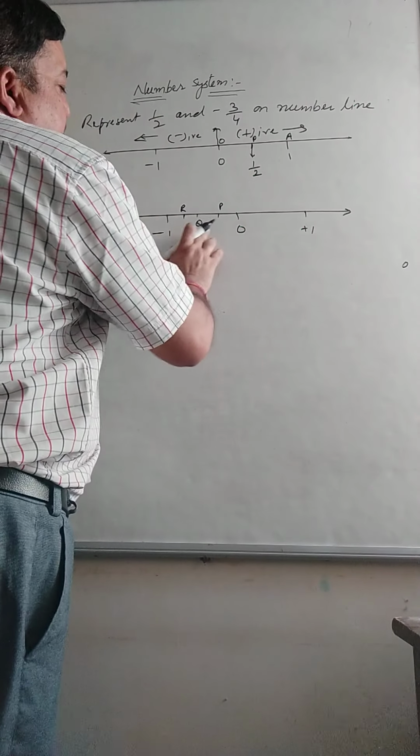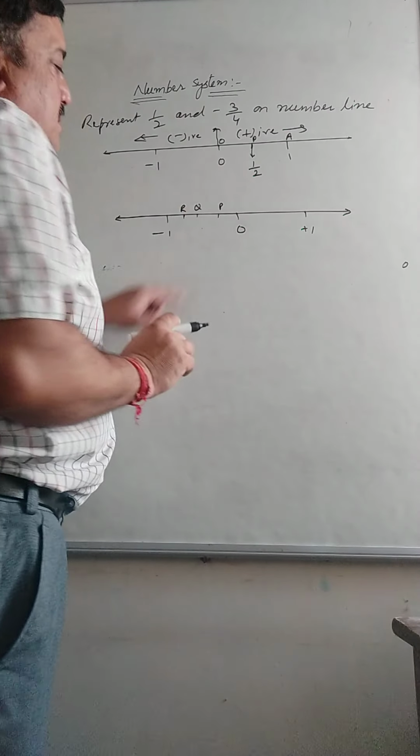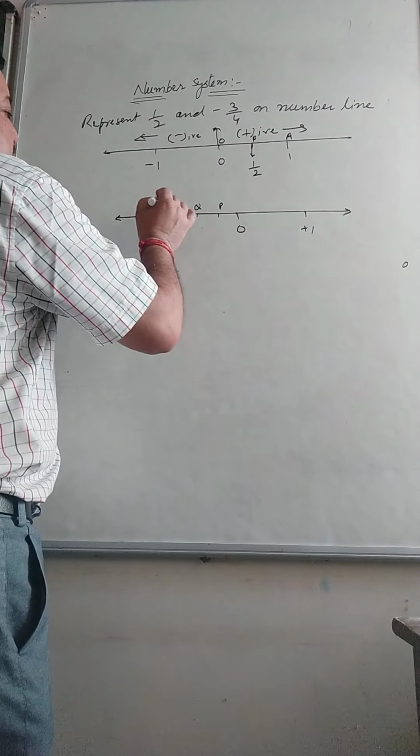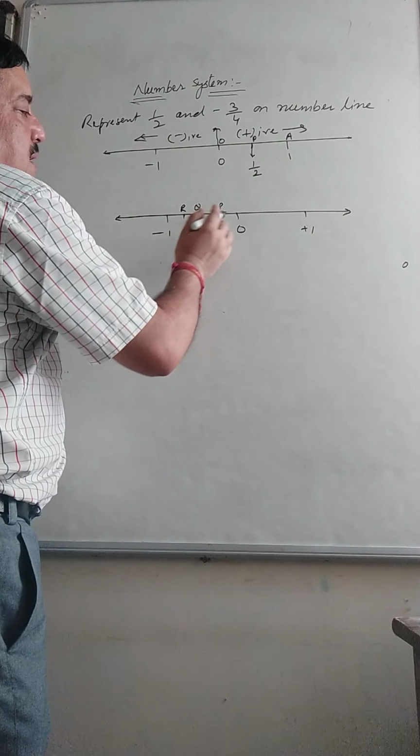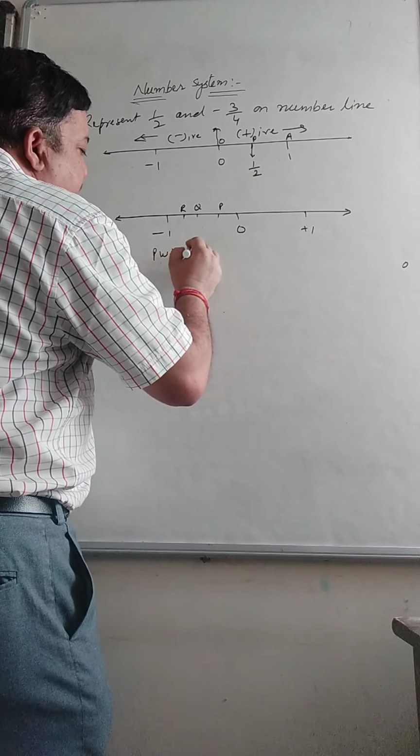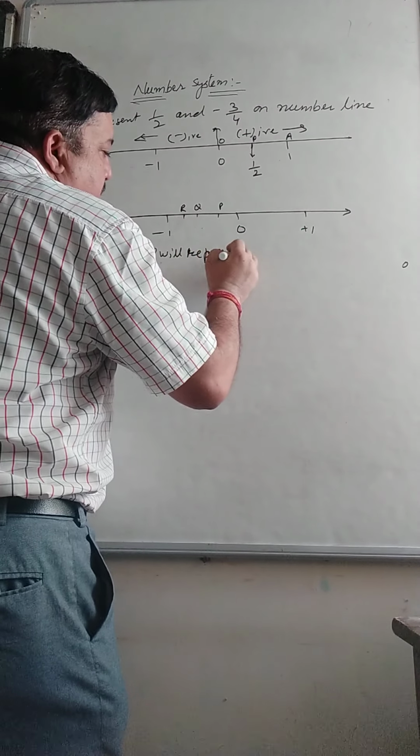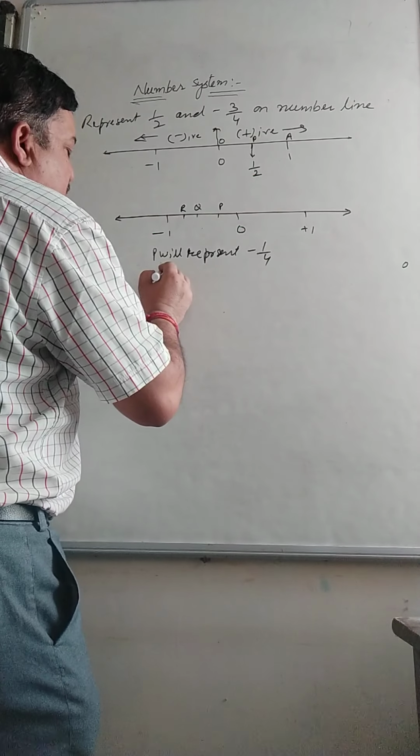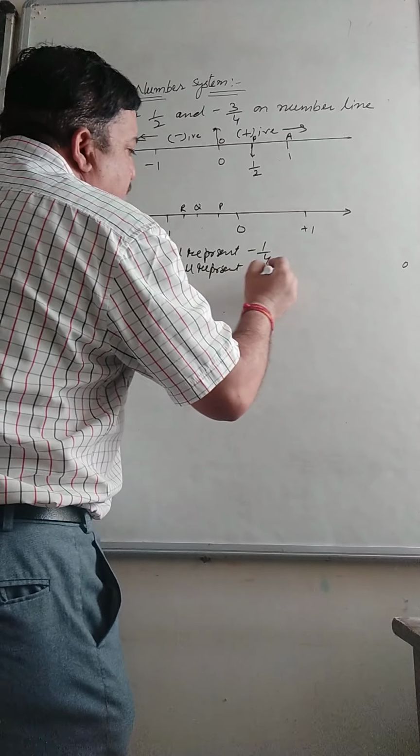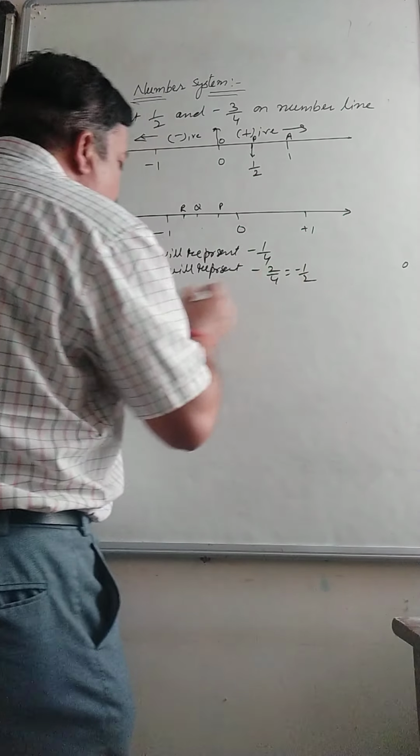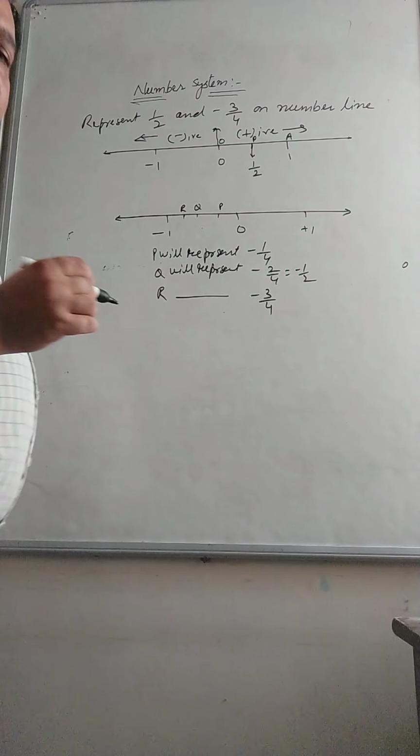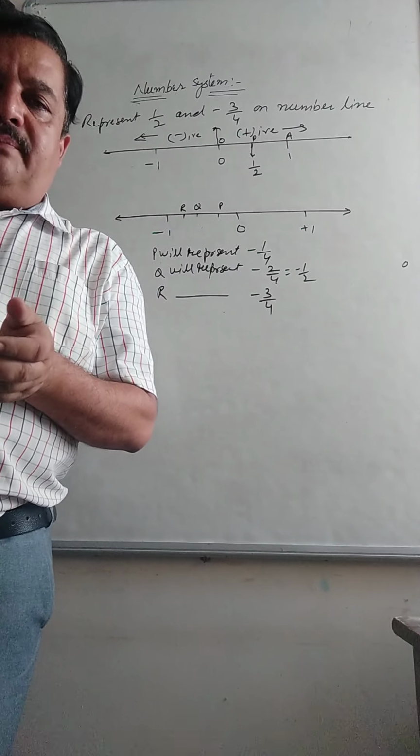P, Q, R are the points that divide the space between 0 and minus 1 into 4 equal parts. So P will represent minus 1 upon 4, Q will represent minus 2 upon 4, that is minus 1 upon 2, and R will represent minus 3 upon 4. This is the representation of a rational number.